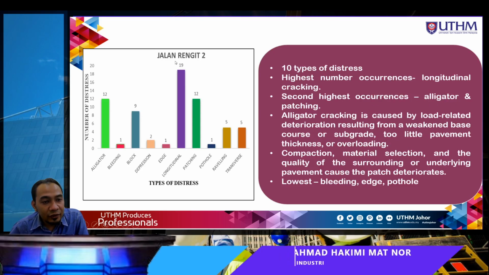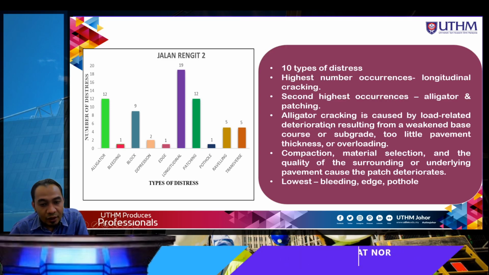So this is for Jalan Rengit 2. We found about 10 types of road distress. If you can see here, the highest number of distress is also longitudinal cracking, about 19. The second highest is alligator cracking. This is because of load-related deterioration resulting from a weak base course or subgrade, too little pavement thickness, or overloading.